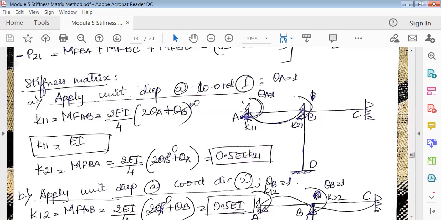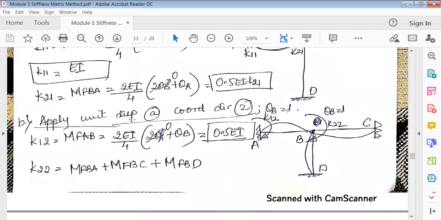Applying the load, you're releasing the fixed end, so theta A exists, theta B will be 0, so theta A is equal to 1. So it is 2 by 2, 2 is a 4, 4 divided by 4 is 1, so 1 EI. Next, K21 is this portion, it is MFBA. So MFBA is equal to 2EI by L, then 2 times theta B plus theta A. Again theta B is fixed support, theta A is 1. So now K21 is 0.5 EI. So you found out K11, K21.